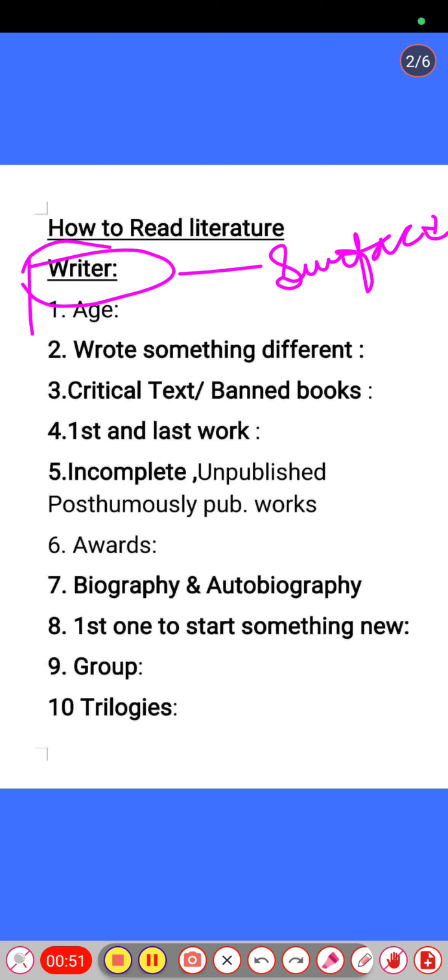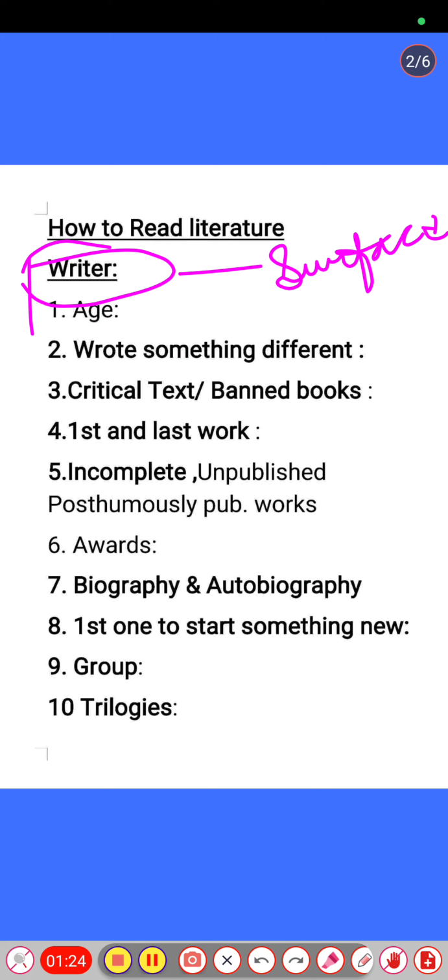Surface level reading is when you read only the points that are important to that writer, like if he has written some major work and he's famous for that work only, then just read about that work. And if he has written some other works, then you just have to remember the name of that work, the year of publication of that work, and the central character of that particular work. This kind of details are important.